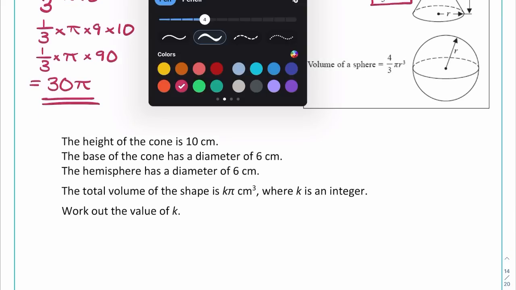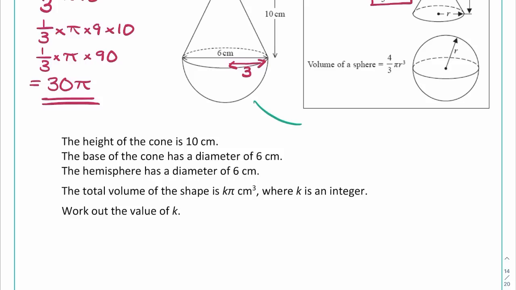The next bit, we need to get the volume of the hemisphere. So the formula is given to us, 4/3 pi r cubed. So that'd be 4/3 times pi times 3 cubed, and it is a hemisphere. So when it is a hemisphere, we also need to multiply by a half.